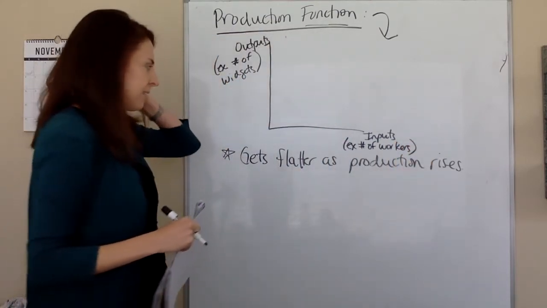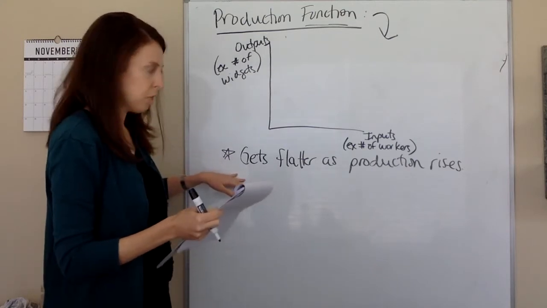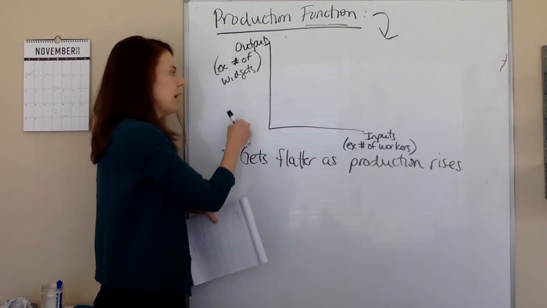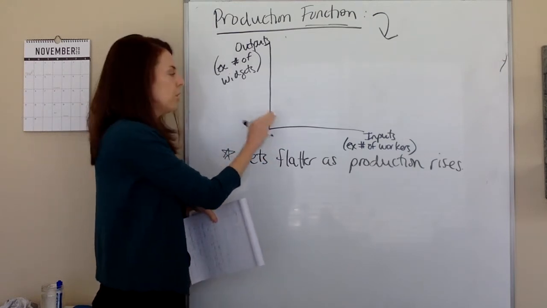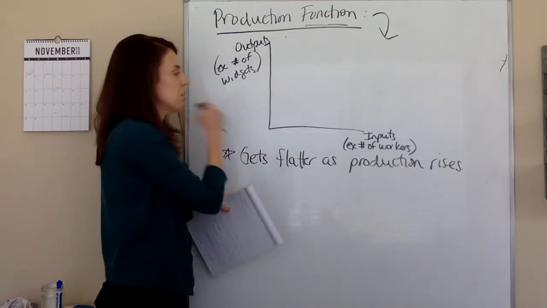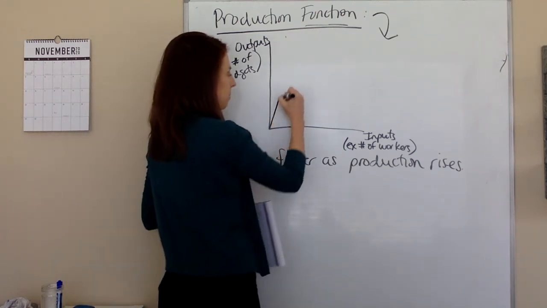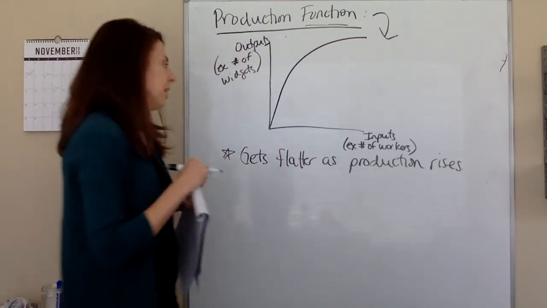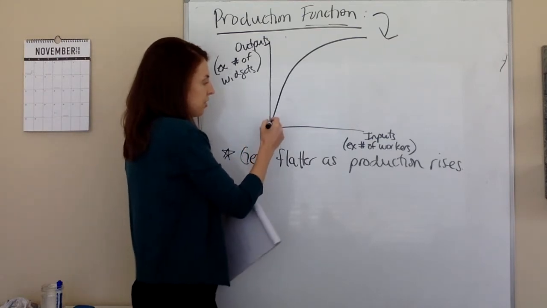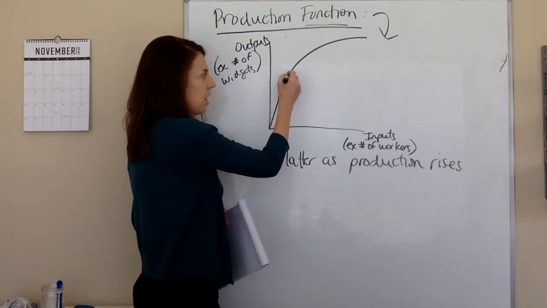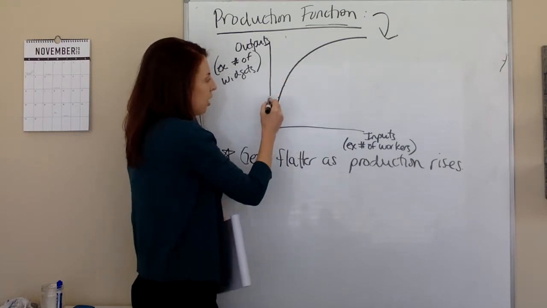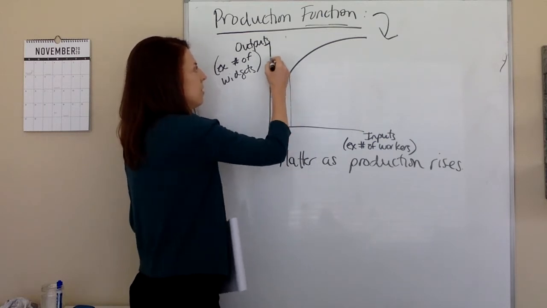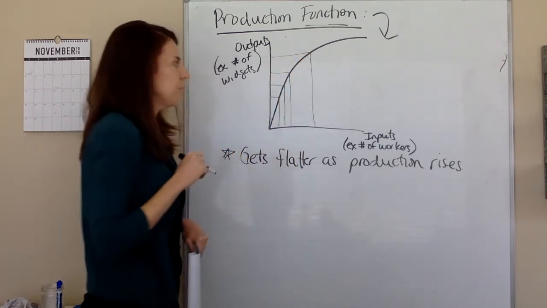Okay, what we said is that a production function gets flatter as production rises. So what that means is when we plot the relationship between inputs and outputs, the curve that we get is going to be concave because it needs to get flatter. Okay, so production functions look something like this. Okay, what does this mean? Curves are just a series of different coordinates. There are dots everywhere along this line. Each dot coincides with a particular combination of inputs and outputs. And the curve gets flatter and flatter.